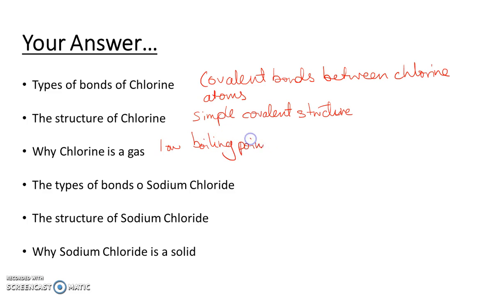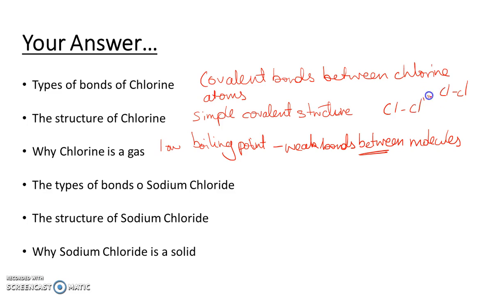boiling point. And the reason for that is that there is weak bonds between, that's important, between our molecules. So the bonds between our Cl atoms are very strong, but between our next lot of chlorine molecules, these are quite weak. So by doing that, you are going to get 4 marks by just talking about one of the compounds, or one of the structures, chlorine or sodium.